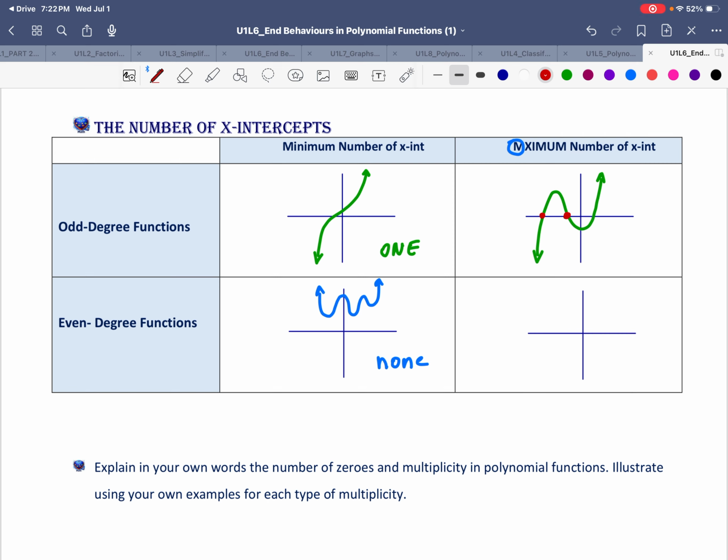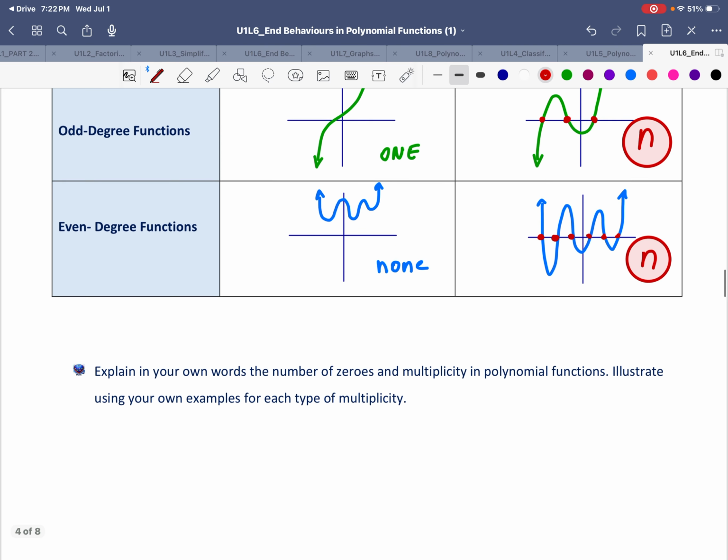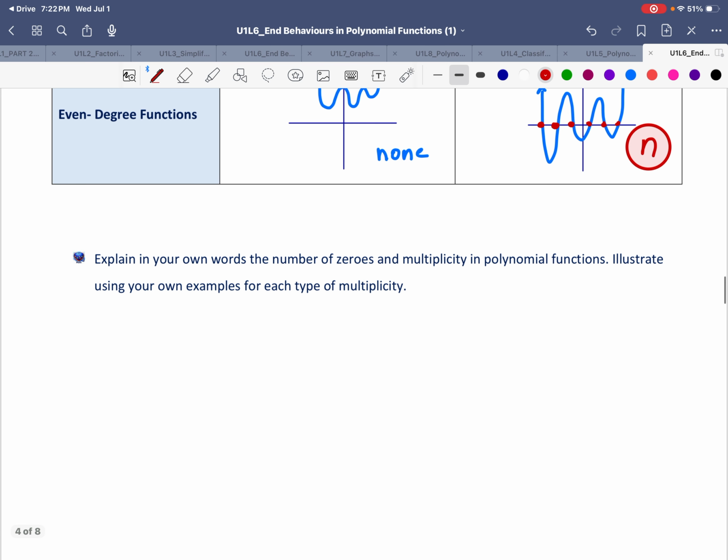So this is an example of a third degree, and here is an example of a sixth degree polynomial function with all possible numbers of x-intercepts. So we're going to say that the maximum will equal the degree of the polynomial function itself, no matter whether it is even or odd. So about the multiplicity of roots, remember roots and x-intercepts mean the same thing.